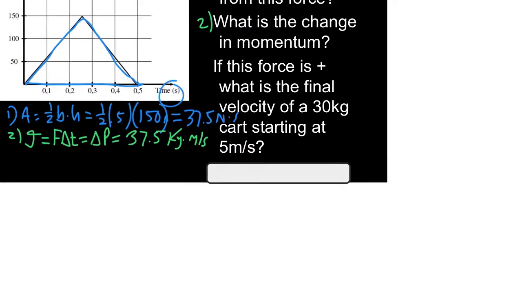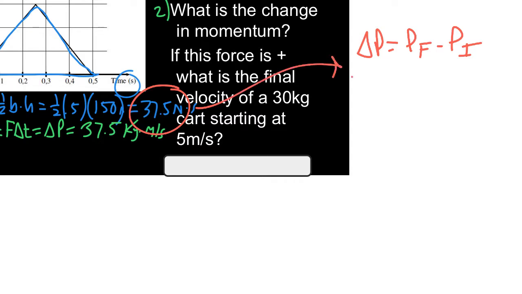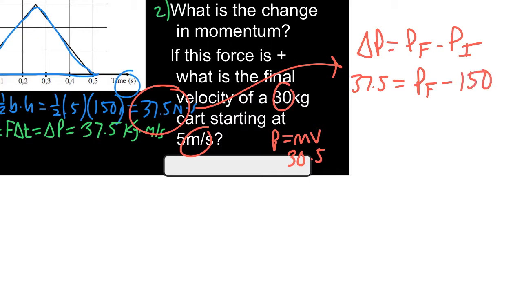Then we want to know if this force is positive, what would be the final velocity? So what we can do is we could say that change in momentum is momentum final minus momentum initial. And we know that our change in momentum is 37.5 equals momentum final, which we don't know, minus our momentum initial. And remember that p equals mv, so that's 30 times 5 meters per second. So that's 150. So then if we want our final, we add 150 to both sides. And we get momentum final equals 187.5.